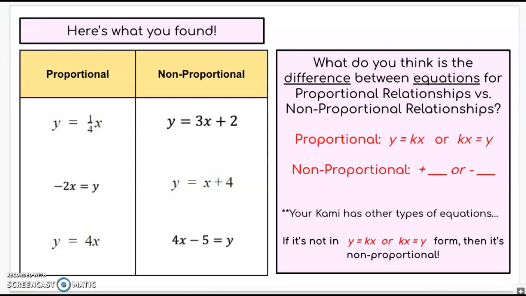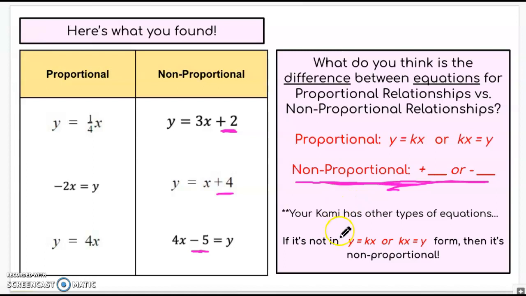Hopefully you said something like this. And this is something really good to write down. Proportional relationships are in the form y equals kx or kx equals y. You should have that written down already. Maybe you write this down right underneath it. Non-proportional relationships will often have plus something extra, so like this plus 4 or this plus 2, or maybe minus something extra, minus 5.